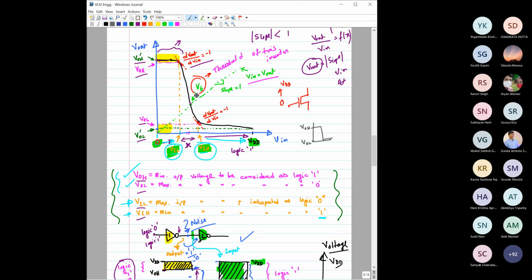But as you have understood, these two points would practically not be at the same voltage level. There will be some difference between these two points, and we will do some numerical examples later to see what the difference is. So please take a note that if you are reading from the book, you might see a little bit of difference in the definition of VOH and VOL. Sometimes they have defined VOH as this point only.